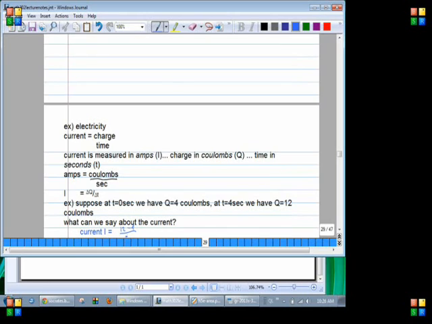I didn't ask it. Well, you're too clever for me. Okay, I got to write the whole thing out. Okay. So the current is 2 amps.